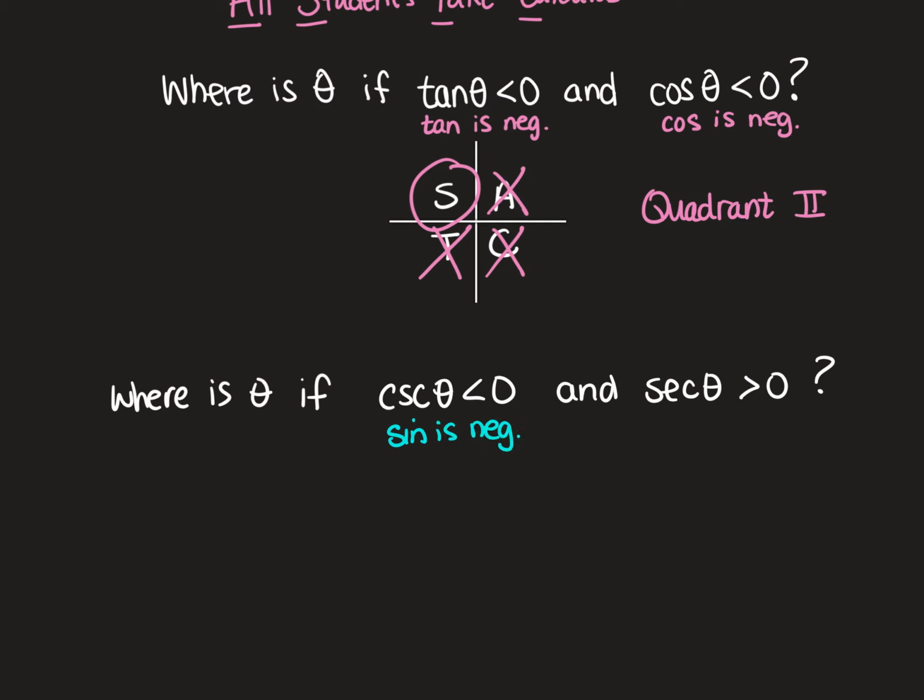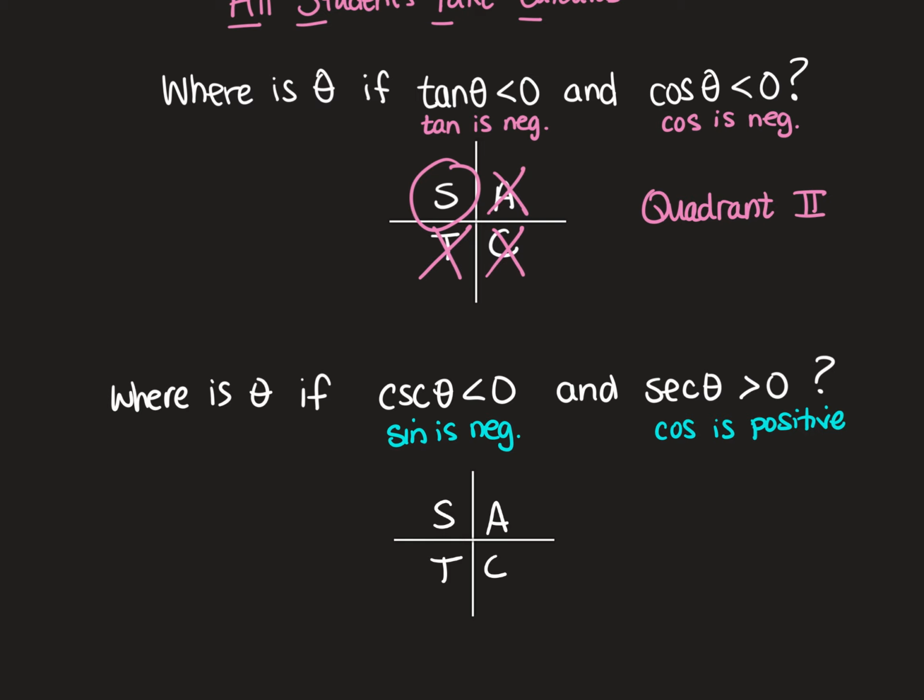If secant is positive, greater than 0, then that means cosine is positive. So once again, I'll draw myself a little coordinate plane here and just fill it in with ASTC and start to eliminate some quadrants where my angle couldn't be.